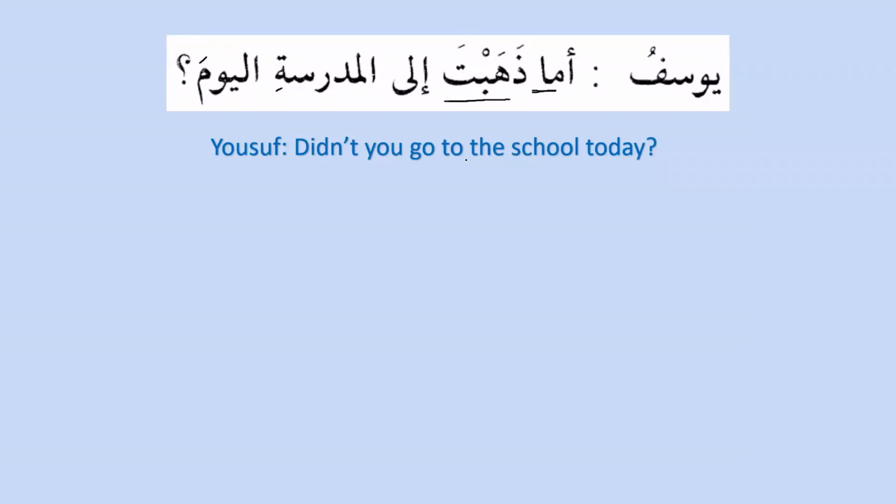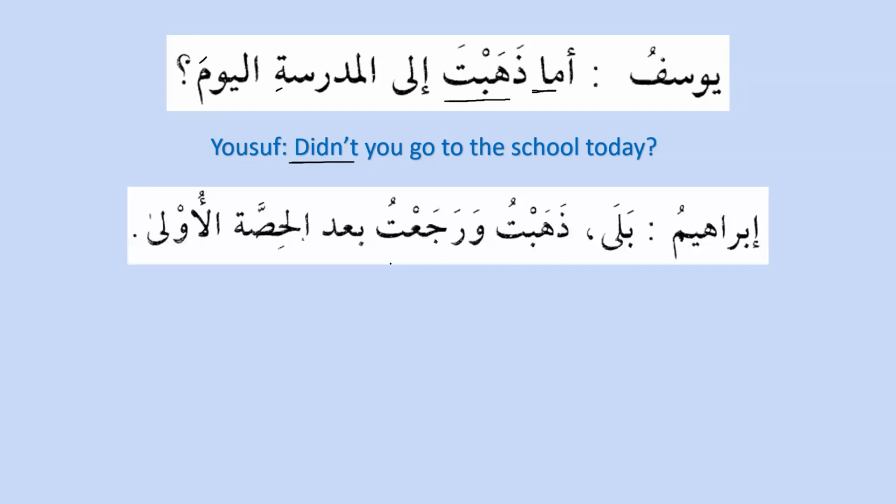Yusufu: ama dhahabta ila al-madrasati al-yawma? Didn't you go to the school today? Dhahabta, yani anta dhahabta, ama dhahabta, and we know that ma is ma an-nafiya, which is used to negate the past tense. So didn't you go to the school? Now we know that this is a negative interrogative. So when we have a negative interrogative, what should be the answer? Do you remember? The answer should be na'am or bala. What do you say? So the answer will be bala.